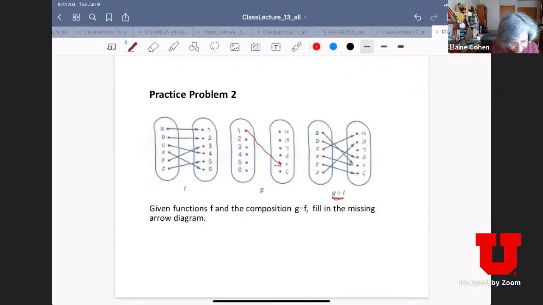Okay, let's try this again. B goes to 2, and here B goes to delta. So where does 2 go to in the middle one? Delta. Yep, good job.